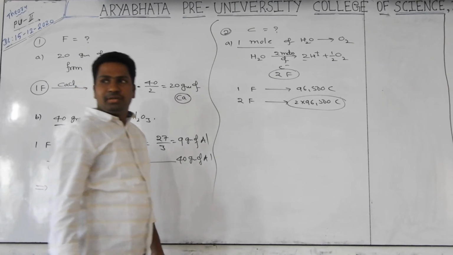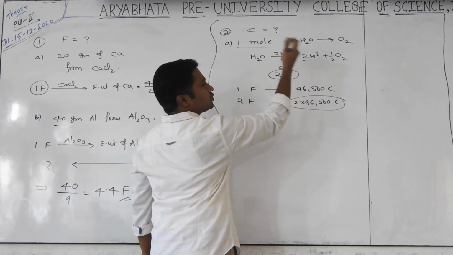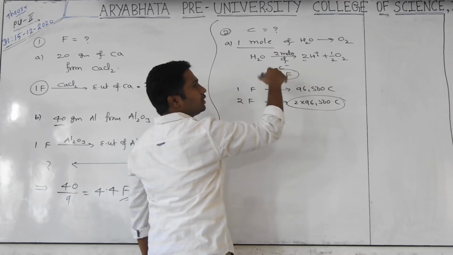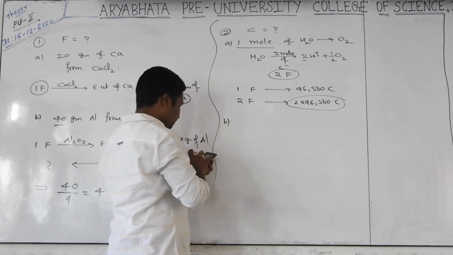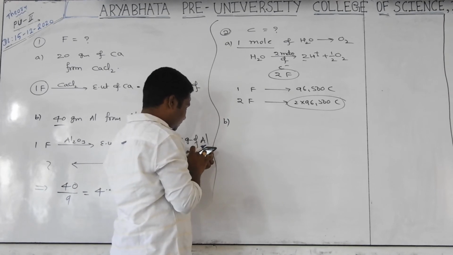Did you get my point? Water to H+ with 2 electrons lost means 2 moles of electrons change. 2 moles of electrons, 1 mole is 1 Faraday, 96,500; for 2 moles, 2 into that. Do the 1 mole conversion. These are the competitive bits.